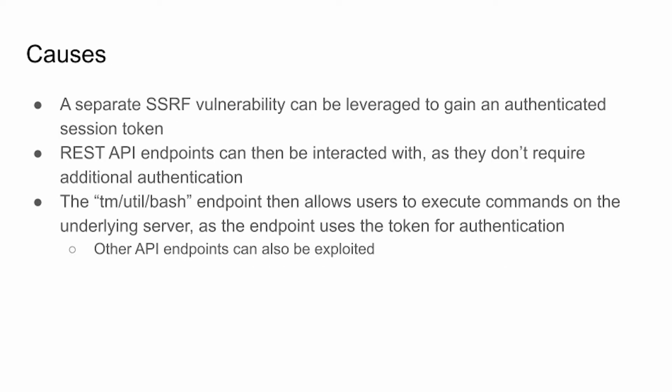So for the causes of the vulnerability, a separate SSRF vulnerability is leveraged to gain an authenticated session token on a system using Big IP, and then the REST API endpoints of that system can be interacted with, as they don't require any additional authentication beyond the session token. Specifically, the tmutil bash endpoint allows users to execute commands on the underlying server, as the endpoint uses the token for authentication. Besides this specific endpoint, there are a bunch of other API endpoints that can also be exploited.